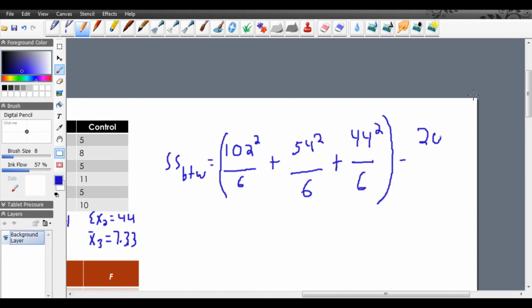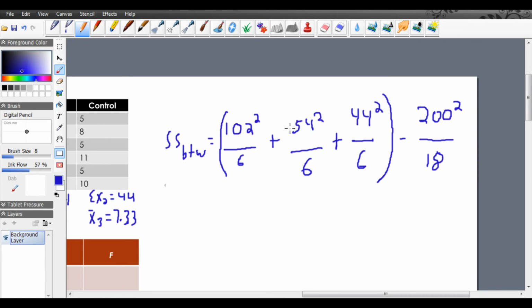Oh, we're running out of room. 200 squared divided by 18, right? Total sample size is 18. So we just carefully use order of operations, and we'll have our sum of squares between value calculated. So 102 squared divided by 6 is 1734, plus 54 squared divided by 6 is 486, plus 44 squared divided by 6 is 322.66.